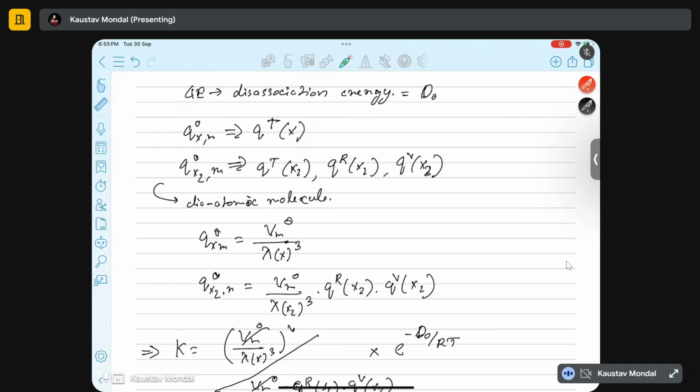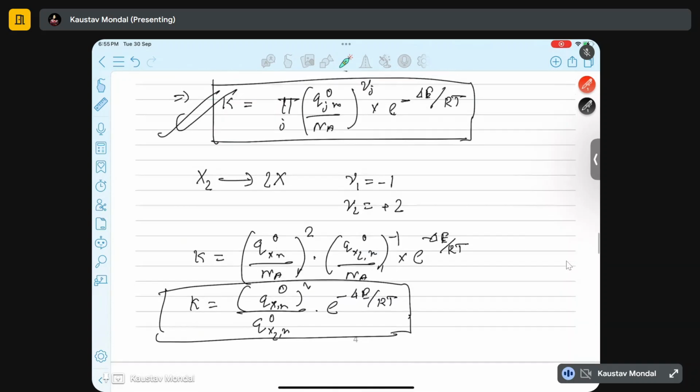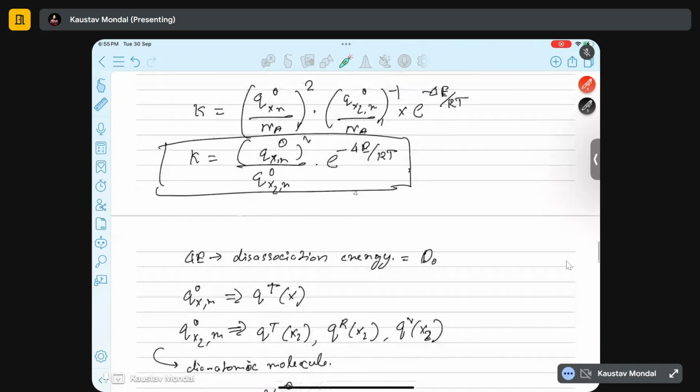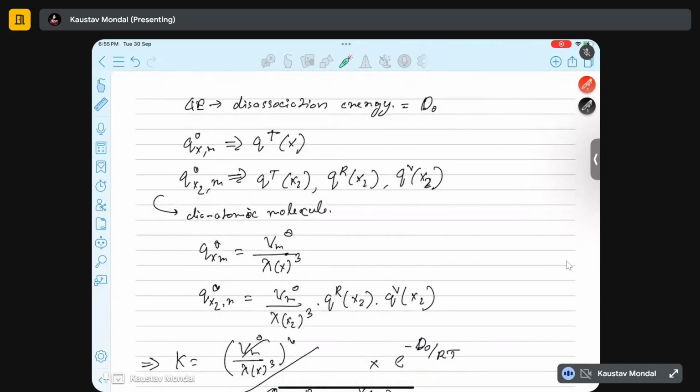So there's no vibration and rotation there, right? So only the translational term will contribute. So this is the translational term. The other two terms are for the X2 on the reactant side. Since it's a linear diatomic molecule, there will be the translational part, a rotational part and a vibrational part.